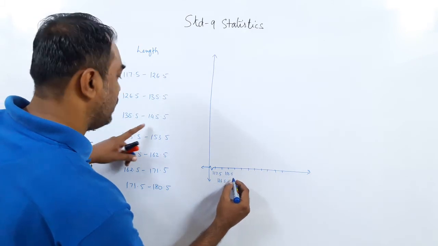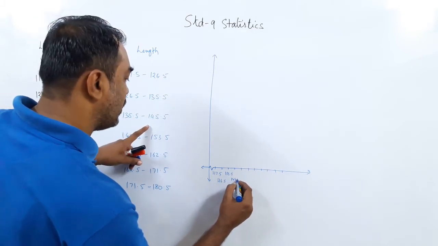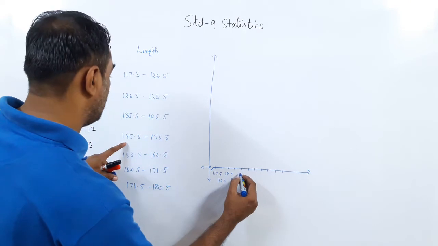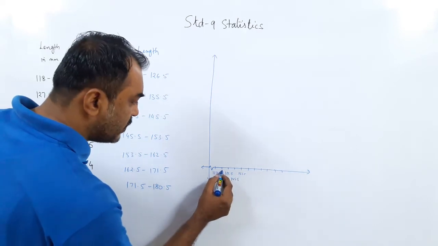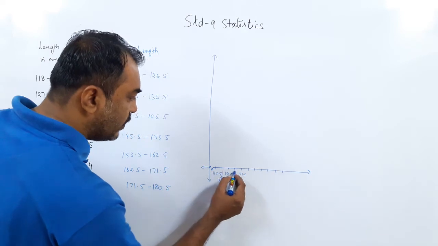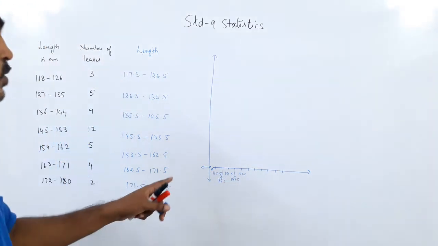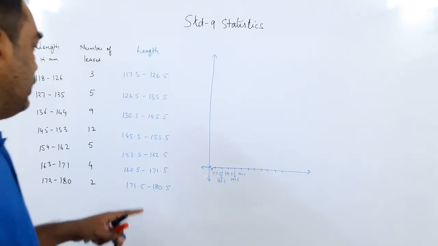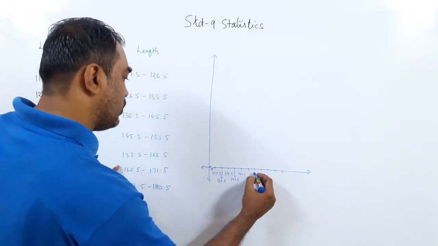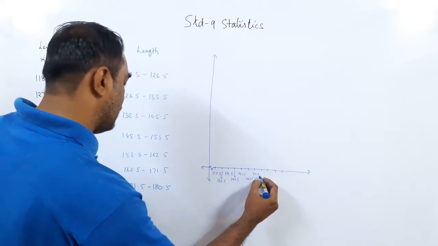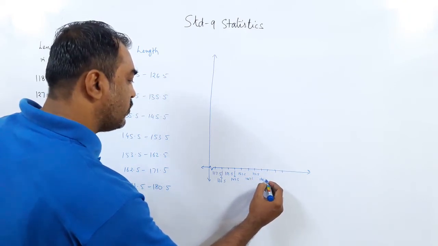Then 135.5, then 145.5, then 153.5. You can see I have written the number below because it is not fitting, but you don't have to do that; you can write in the same line. Then we have 162.5, then 171.5 and 180.5.